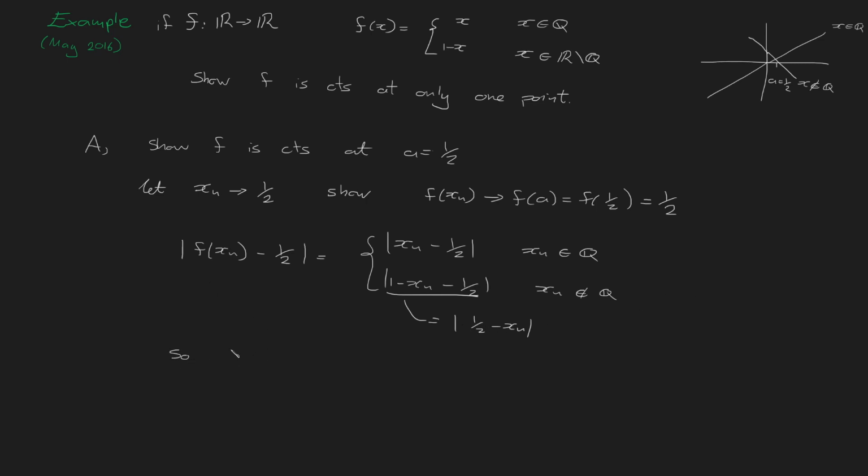So simplifying this, the absolute value of f of xn minus 1/2 is equal to the absolute value of xn minus 1/2. So this doesn't care whether it's rational or irrational. And so we can use that xn converges to 1/2 to show that f of xn converges to 1/2. And indeed that was equal to f of 1/2, and so that will be part A complete.